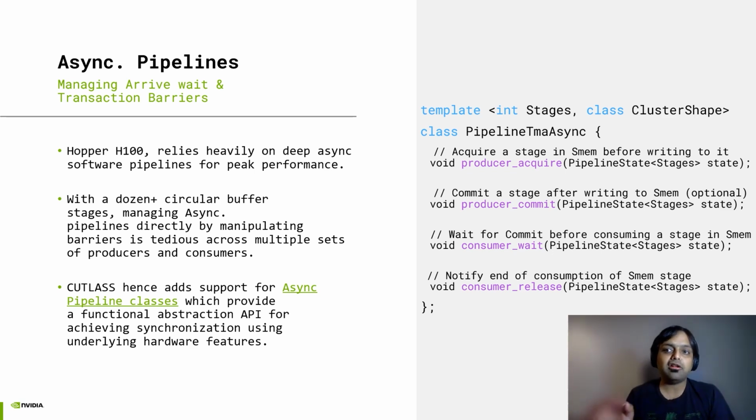As folks who have worked on distributed systems may know, debugging race conditions in highly multi-threaded and asynchronous environments is not easy. Hence, in Cutlass, we provide a compact set of abstractions which help achieve this producer-consumer synchronization dance happening in Hopper. As seen on the right, we have producer and consumer-specific APIs which greatly simplify this process while also optimally utilizing the underlying hardware-accelerated instructions.